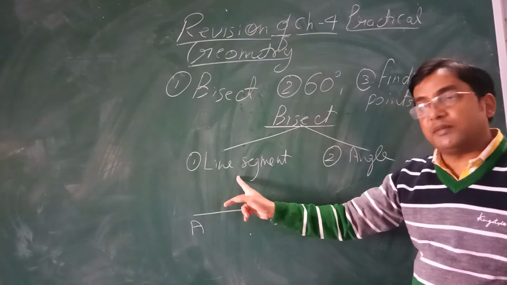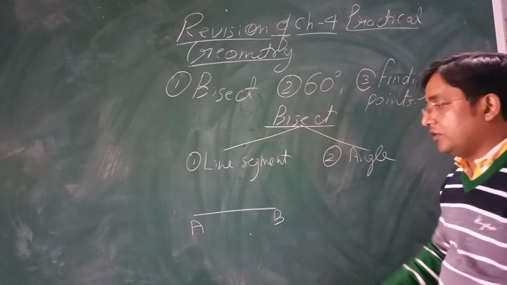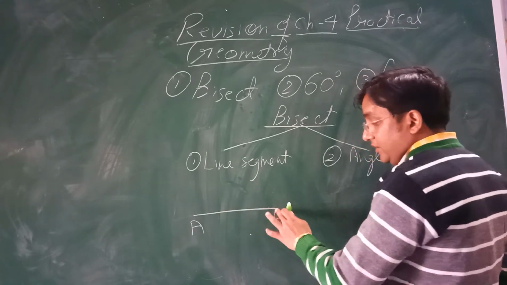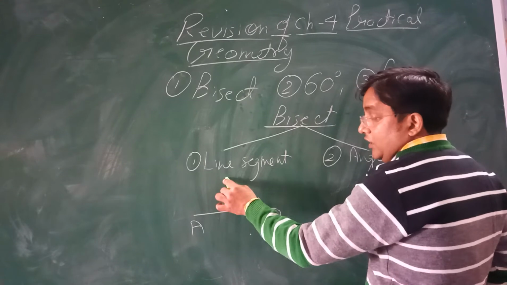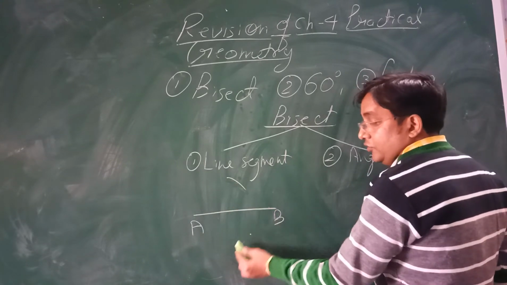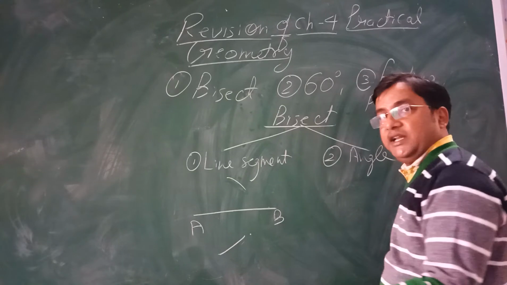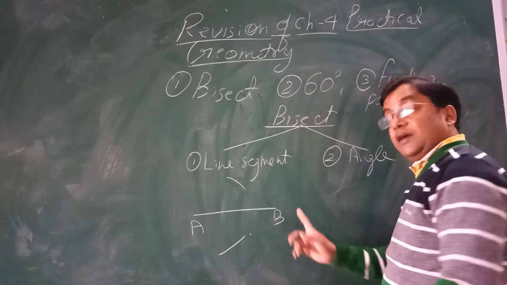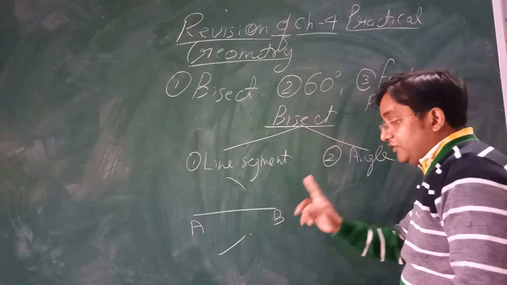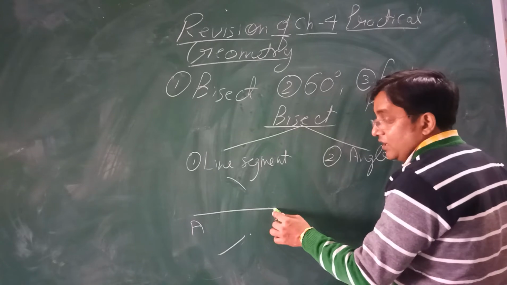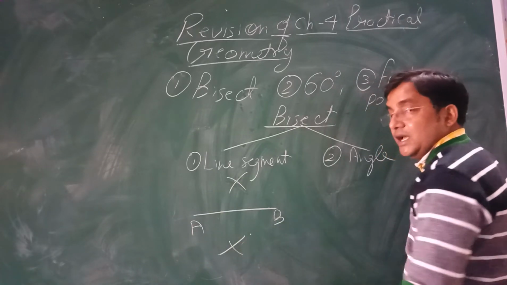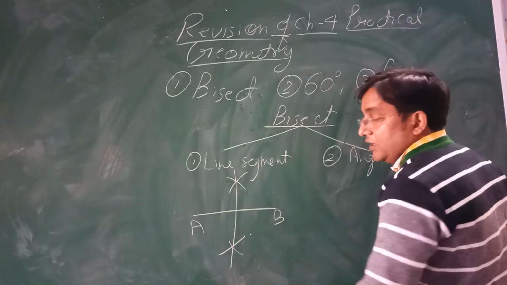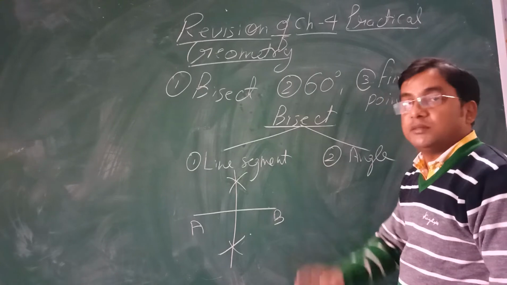Whenever you are bisecting a line segment or an angle, always look for the corner point. What is the corner point here? A and B. These are the two corner points. From A, you draw an arc upward and downward with some radius. With the same radius, you have to draw an arc from B and cut the previous arc. Now join this. This is the perpendicular bisector of this line segment.